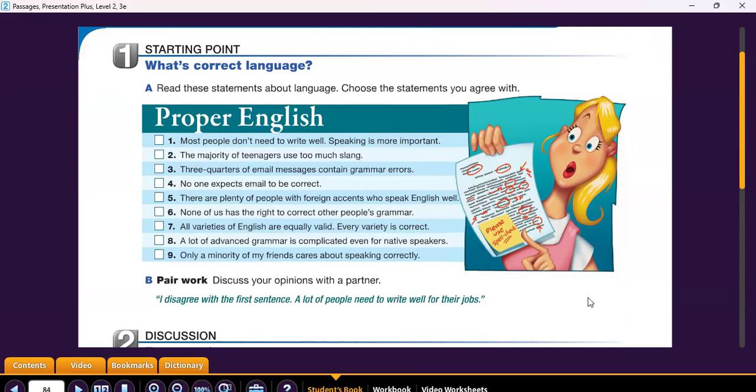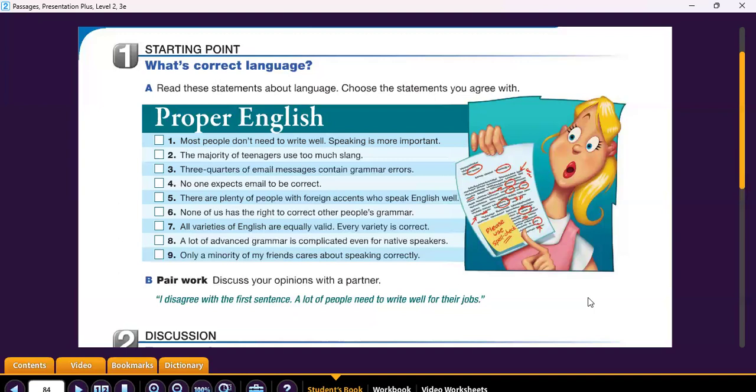One, most people don't need to write well. Speaking is more important. Disagree. Yeah, I disagree too. Why? Because it's important to write well. Maybe for a job it's very important when you write your emails. And it's very important.